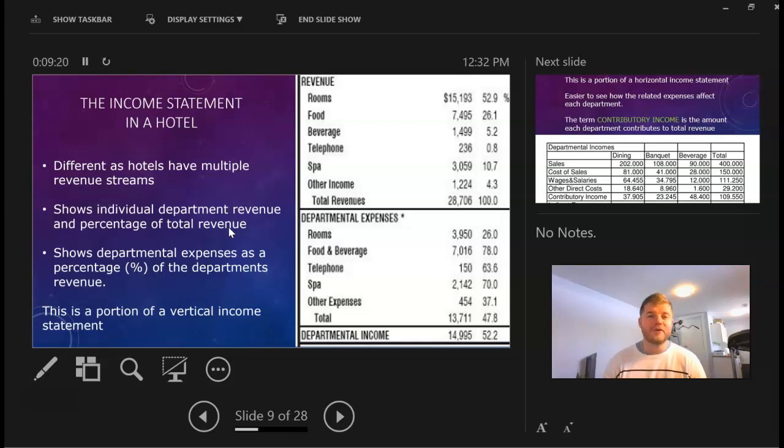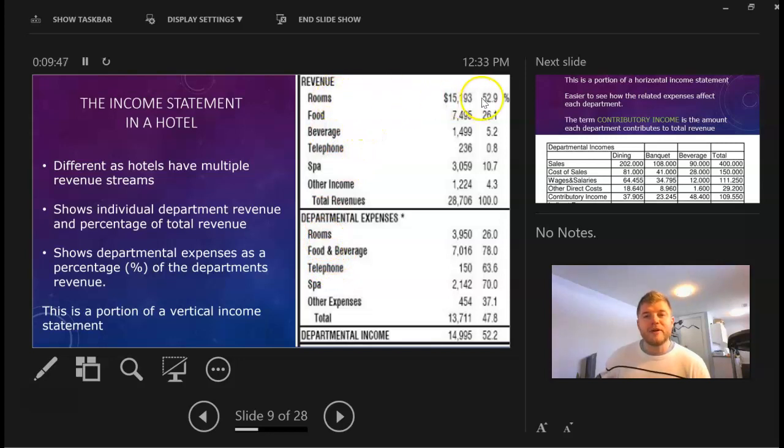They have rooms, they have food, they have beverage. They might have telephone or Wi-Fi or some other services. They have spas, they might have rentals, they have parking. There are so many different multipliers, we call them in the industry, that we have different revenue centers. So logically, we should also have expenses that are tied only to those revenue centers.